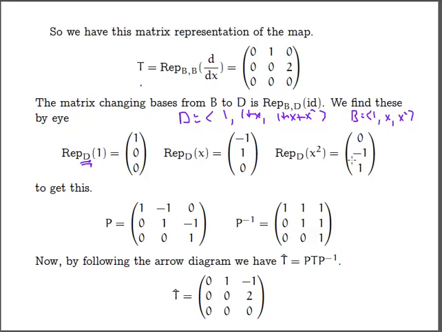Okay, so we have the representation with respect to D of the images of all the basis vectors. I'm sorry, we have the representation with respect to D of the basis vectors in B. And by the definition of change of basis matrix, the columns of the change of basis matrix are simply these columns.